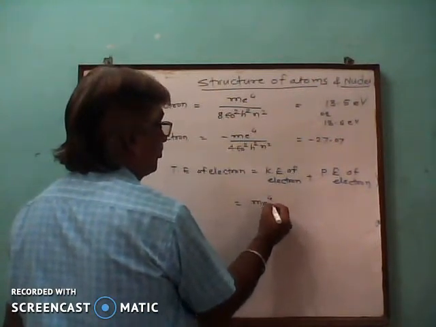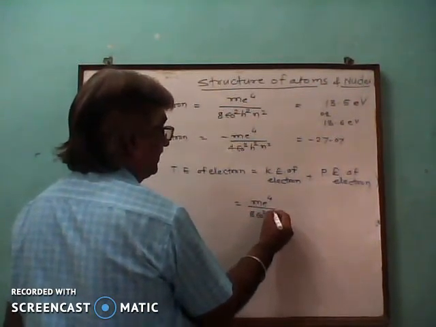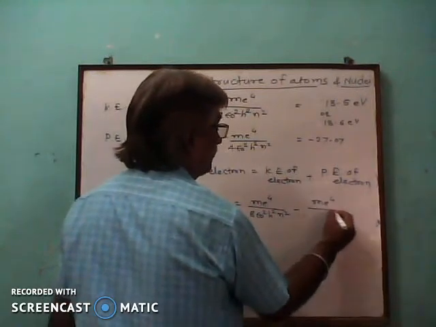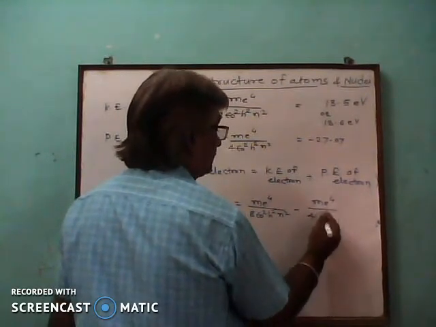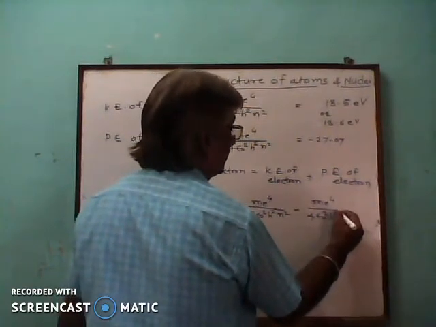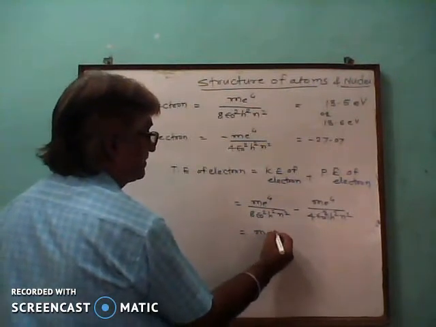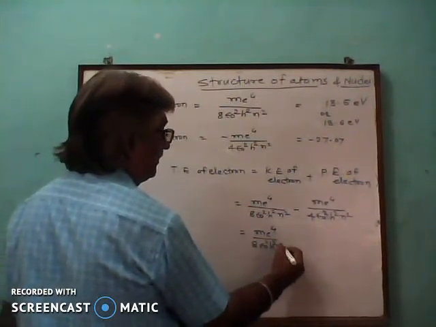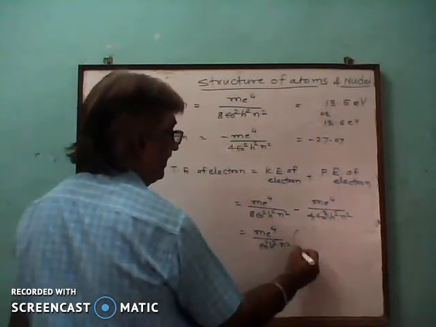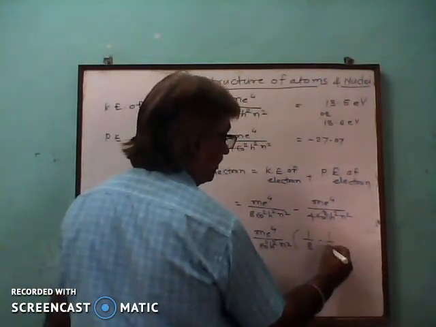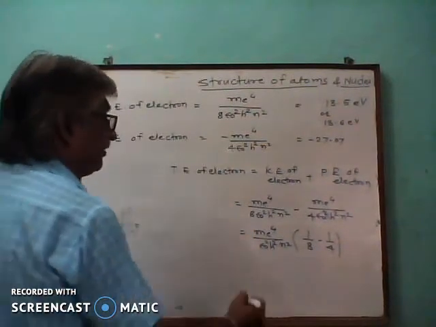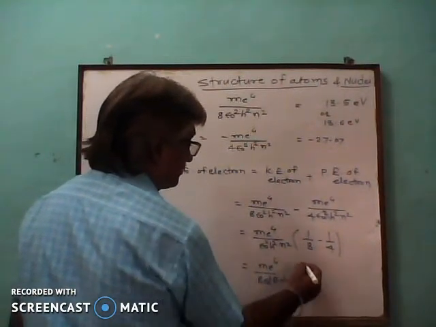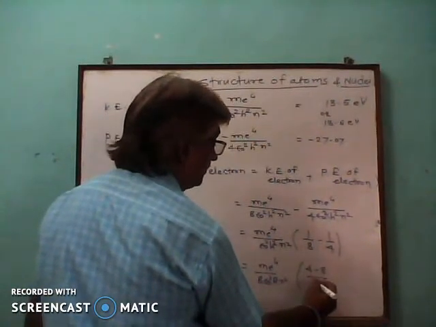it is me^4 upon 8 epsilon 0 squared h squared n squared minus me^4 upon 4 epsilon 0 squared h squared n squared. Taking the common terms out, in the bracket it will be 1 upon 8 minus 1 upon 4, which is 4 minus 8 upon 32.